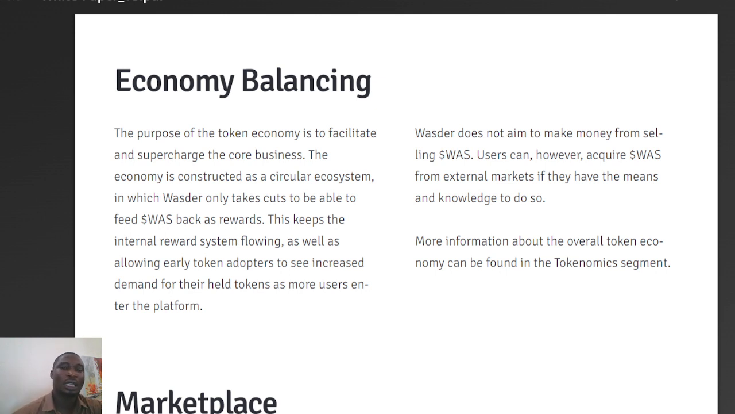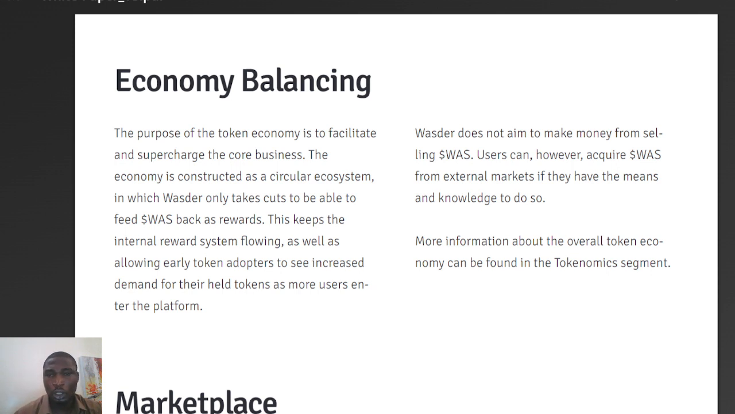So as more users enter the platform, it's not that you're going at a loss. You're gaining more from the ecosystem when looking at it in the real sense. So all these are important and interesting points we need to take note of when talking about what the token is all about and how we can make use of it.